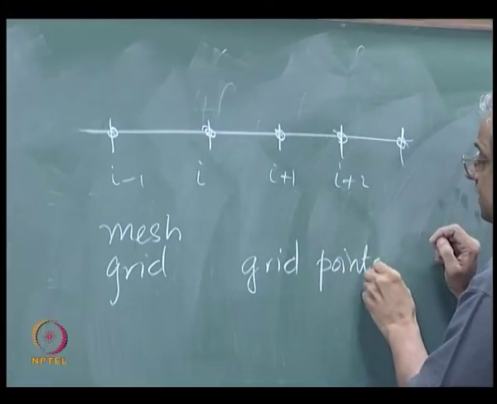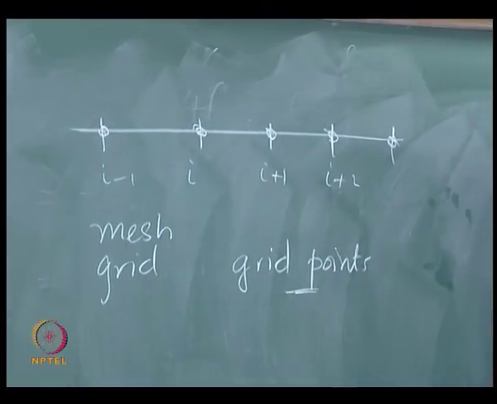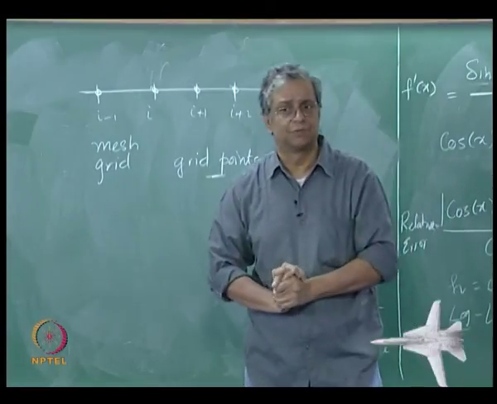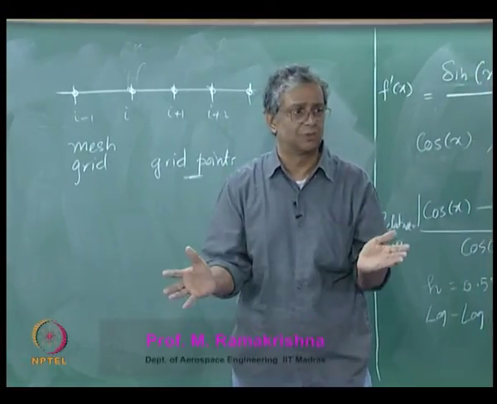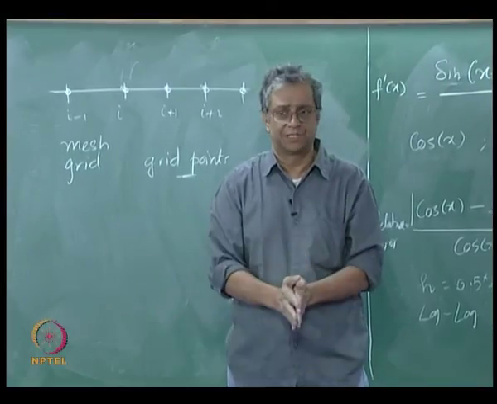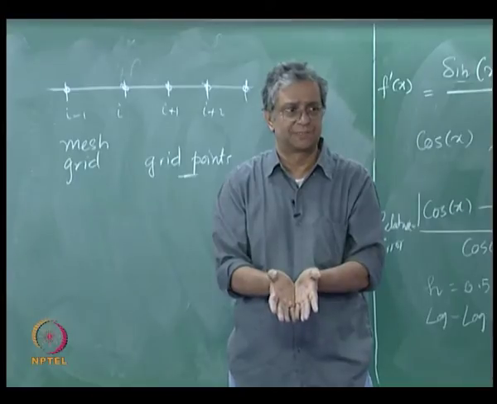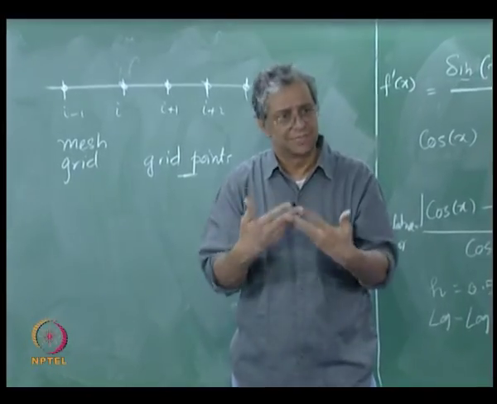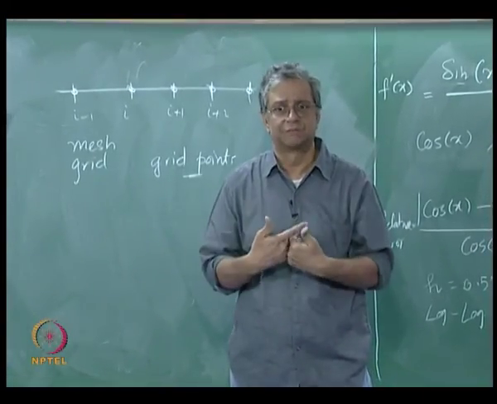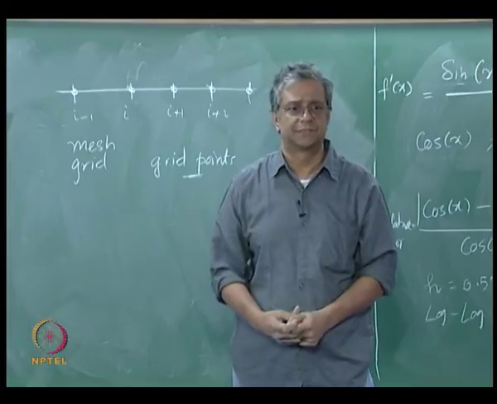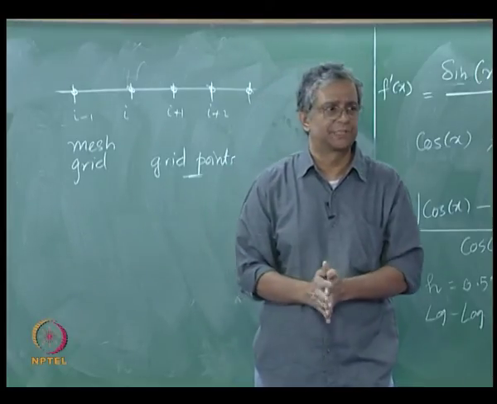So given function values at grid points, we are able to represent functions, we are able to represent derivatives, and therefore we will be able to represent on that mesh a differential equation, because we are able to represent derivatives, and also extract out a solution which we are able to represent on that mesh. Is that fine? Okay, so that is our objective next class.